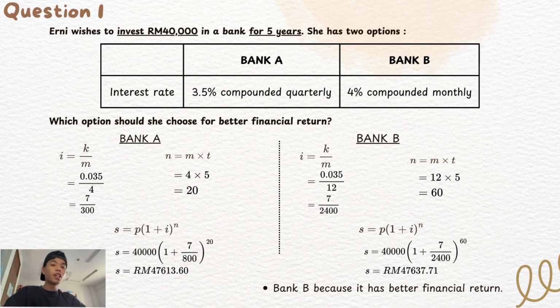Now we are going to solve bank B. Bank B uses the same formula as bank A, that is S equals P bracket 1 plus i bracket power of n. So we have i equals 0.04 over 12, which equals 1 over 300. For n, we use m times t, so 12 times 5 equals 60. So 1000 bracket 1 plus 1 over 300 bracket 60. We get 48,839 and 86 cents. So overall, we should choose bank B because it has a better financial return.